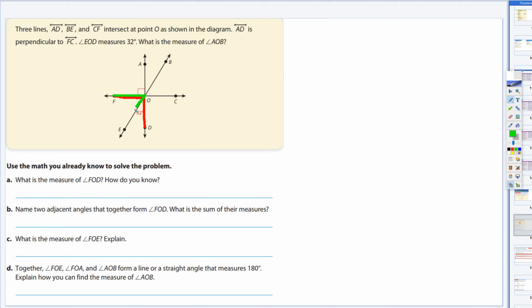FOE. I'll use a different color here. And EOD. These 2 angles are adjacent angles. They're next to each other and they form 90 degrees because we know that angle FOD is 90 degrees. I hope you guys can see that.